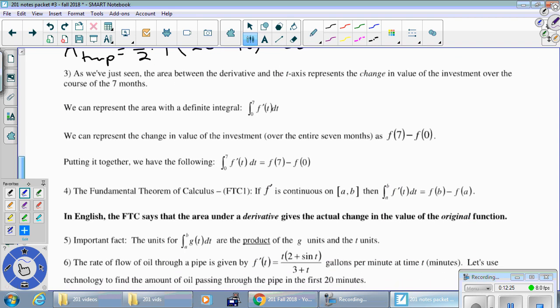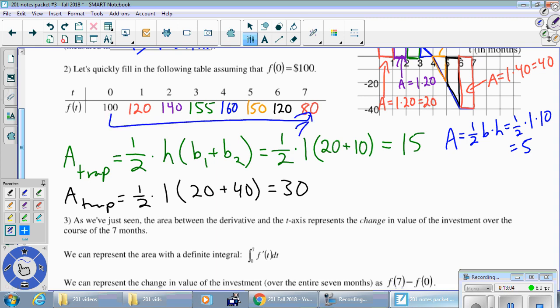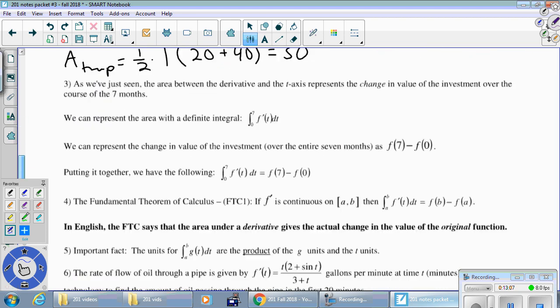Okay, let's come down here. So I'll read that number 3 again. Hopefully it makes more sense now. As we've just seen, the area between the derivative and the t-axis represents the change in value of the investment over the course of the 7 months. We can represent the area with a definite integral. So that's just symbols, right? We know that the integral from 0 to 7 of any function just represents the signed area. And the function in this case was f prime. It was a derivative. But we can also represent the change in value a different way. Suppose that you had everything in the table and you just wanted to know by how much the value of the investment changed over the course of the whole 7 months. What would you do? You would take the $80 and you would subtract the $100.